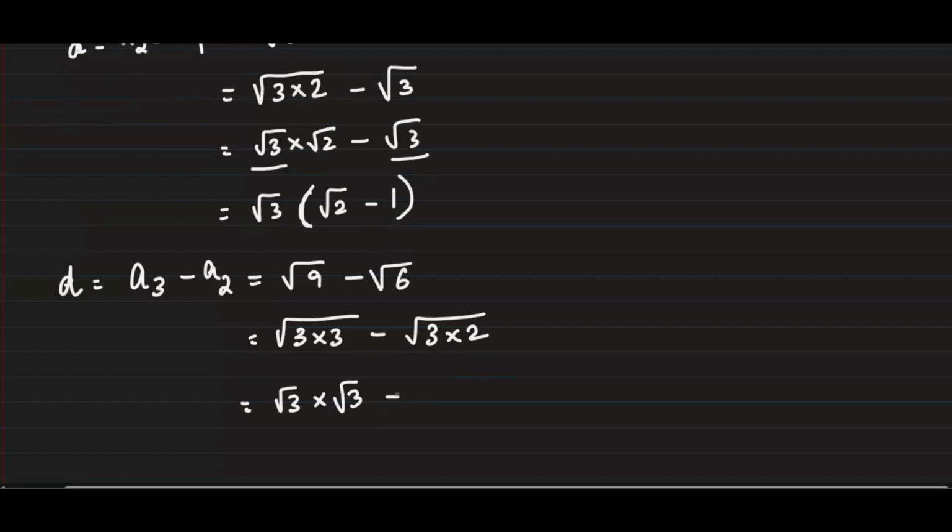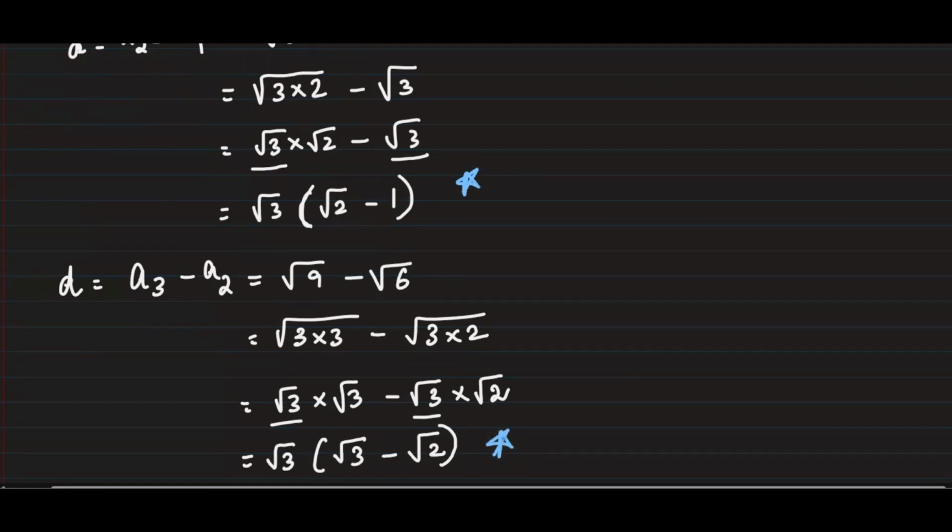Okay, then minus root 3 into root 2. We can take root 3 and root 3 as common here. Root 3 into, within brackets, the remaining again will be root 3 minus, here the remaining is root 2. Okay, so if you notice, the first value which we have got is root 3 into root 2 minus 1. The second one we have got is root 3 into root 3 minus root 2. So obviously they are not same. Hence, we can tell them like a2 minus a1 is not equal to a3 minus a2.